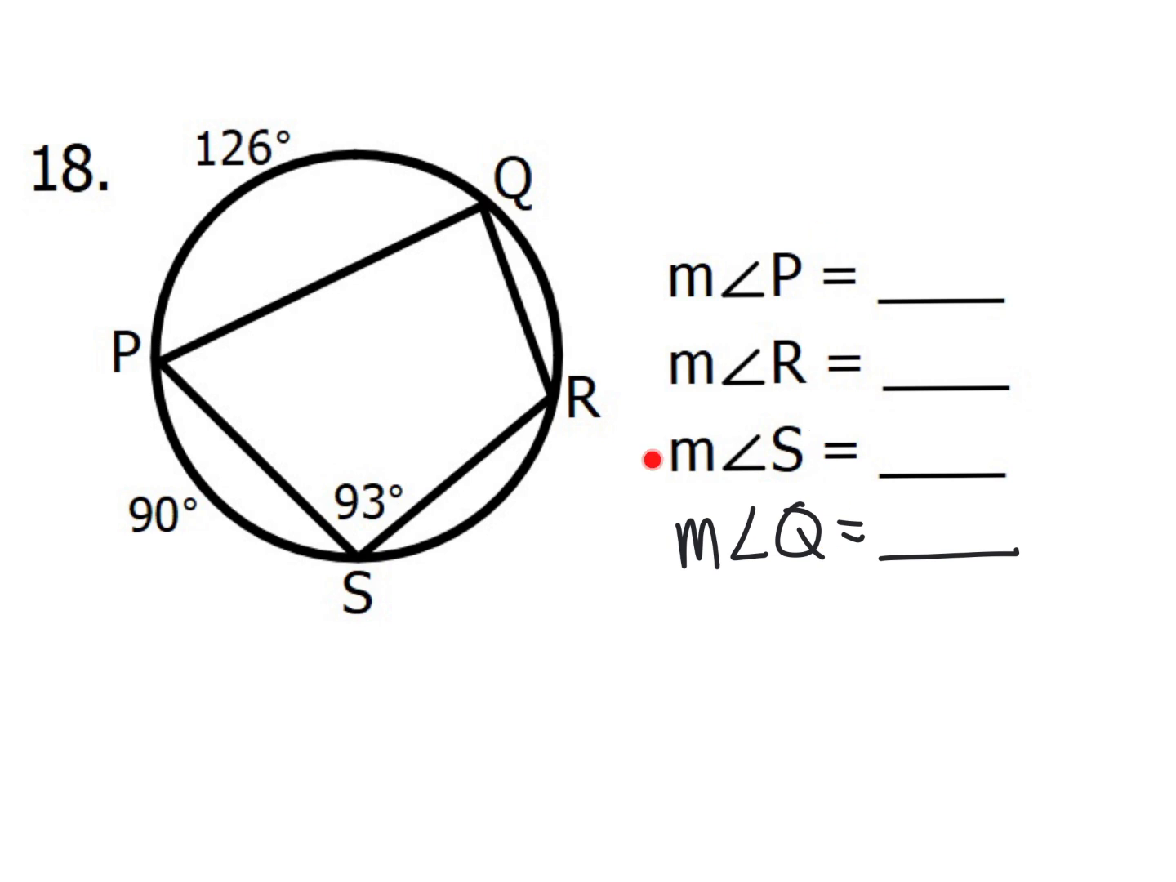I'm going to fill in the ones that are probably a little faster to start. So the measure of angle S is pretty quick because that's already given as 93. So the measure of angle S is 93 degrees. And then the measure of angle Q is going to be next because that's just going to be 180 subtract 93, which should be 87 degrees. Sorry, I don't know why I wrote squared there. That needs to be a degree symbol.